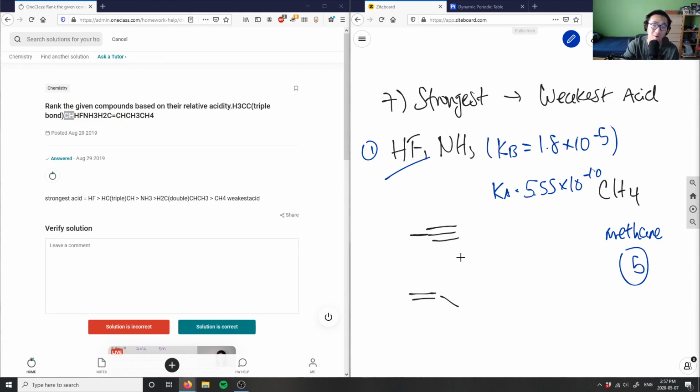Alkenes are slightly acidic, but alkynes are even more acidic, right? They have 3 bonds here, right? So I'm going to say that my alkyne here will be taking our number 2 spot because it can accept twice the amount of electrons than alkenes can here.